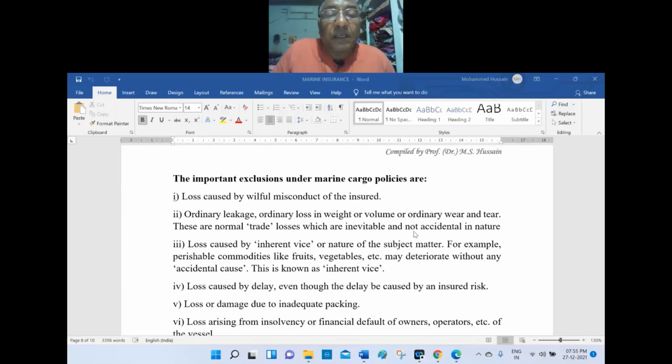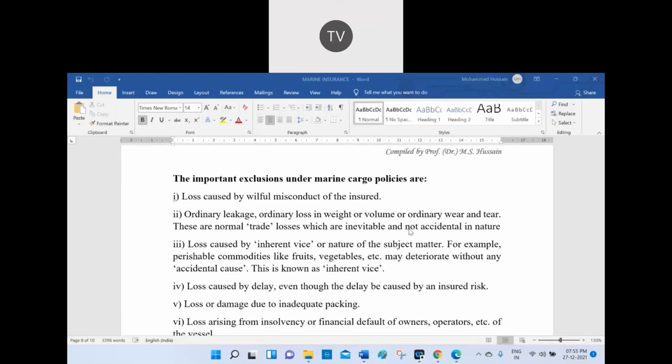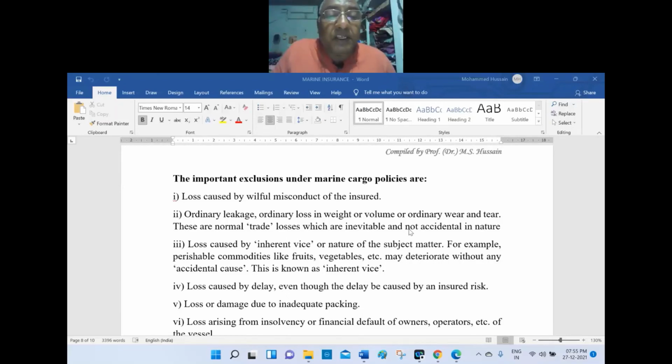Okay, sir. Ordinary leakage or weight loss and ordinary wear and tear will not be covered in the insurance. And the third point is loss caused by inherent vice, like the nature of the subject matter. For example, perishable commodities like fruits, tomatoes and vegetables deteriorate or become putrid after some time without any accidental cause. This is known as inherent vice. Are you getting me?